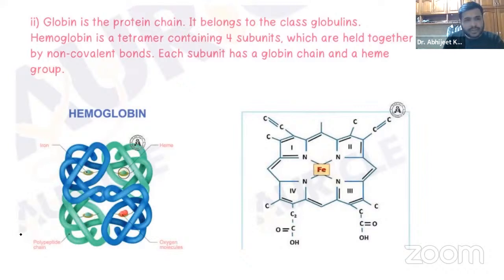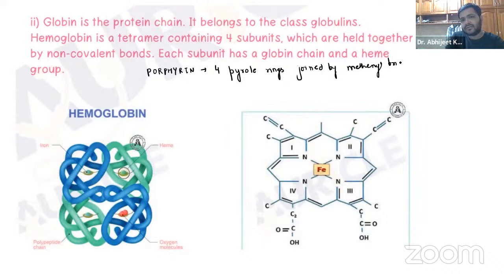Whenever we say porphyrin, we are saying that there are four pyrrole rings, basically joined by methynyl bridges, right? These methynyl bridges, as I have just told you, are double bond CH. Now, when we say pyrrole ring, it is basically a five-membered ring, guys. It is a five-membered ring.